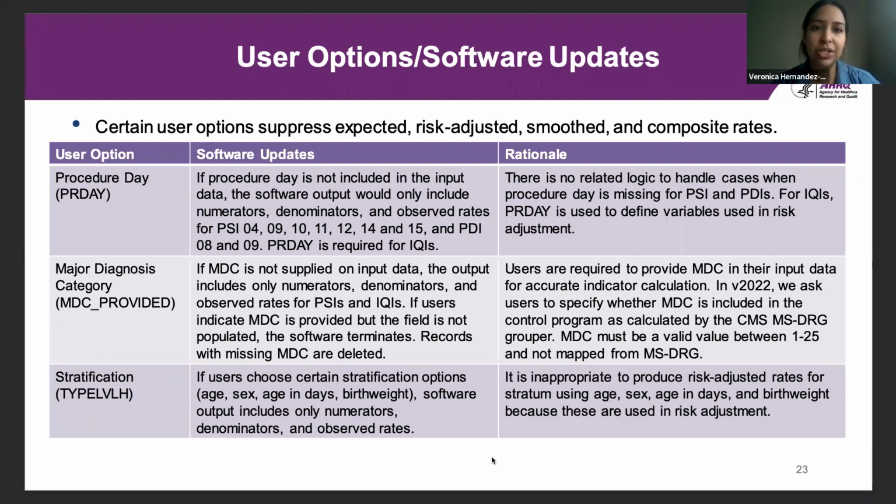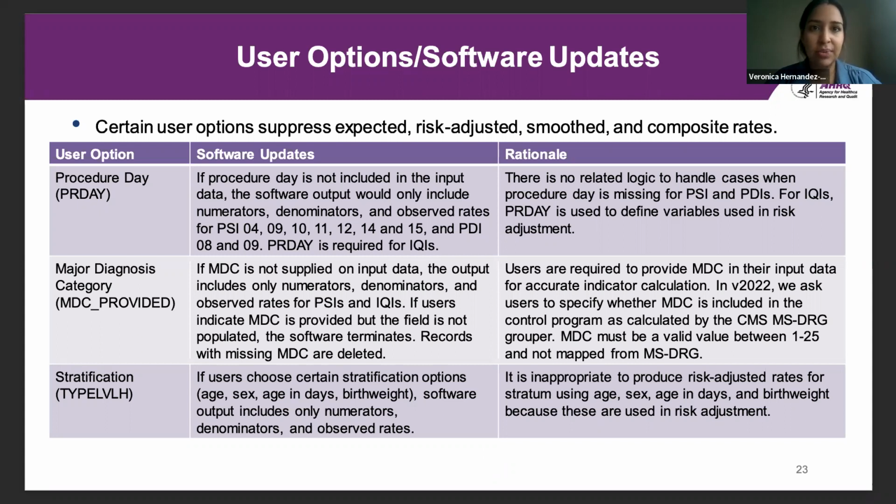So this includes situations where users cannot supply procedure dates. In this case, the software is designed to suppress certain PSIs and PDIs because there isn't alternative logic to address situations where procedure dates are not available. In the IQI modules, procedure dates are now required data elements, and therefore any users running the IQI software will need to supply procedure dates. And this is because the new CCSR categories in risk adjustment require the use of procedure dates. And Alex spoke a bit about that earlier.